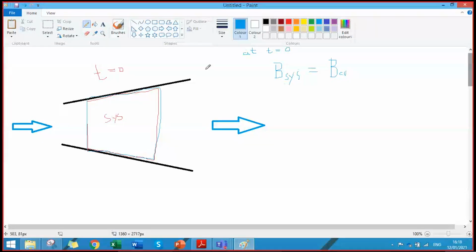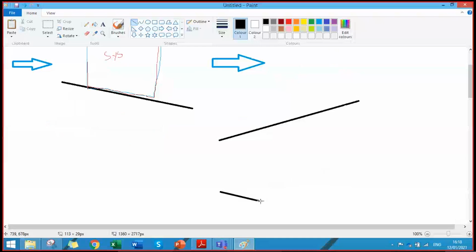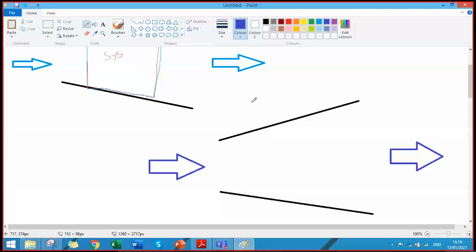Now what happens after some time t plus delta t? We have again the same configuration, because the system is a fixed mass. There will be inflow from here and outflow from here. But now, after time t plus delta t, the system will move from here to here, but the control volume will remain fixed at its location. Clear?